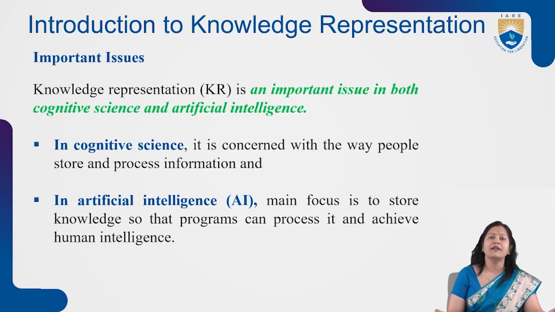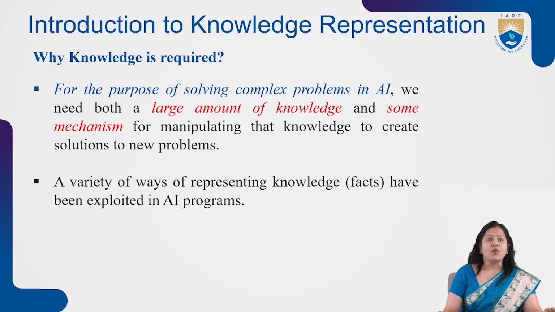But in artificial intelligence, the main focus is to store the knowledge so that programs can process it and achieve human intelligence. That is the difference between cognitive science and artificial intelligence. Now, why is knowledge required? For solving complex problems in artificial intelligence, we need a large amount of knowledge and some inference mechanism for the manipulation of that knowledge to create solutions to new problems. There are a variety of ways of representing knowledge, in the form of facts, rules, or procedures, that have been exploited in AI programs.